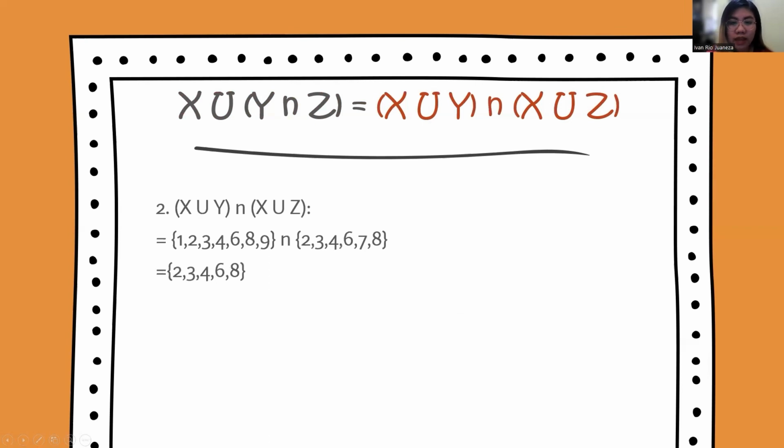Now, we find (X union Y) intersect (X union Z) by taking the intersection of the two sets. So we put the value of X union Y here and the elements of X union Z here. Their common elements are 2, 3, 4, 6, and 8.